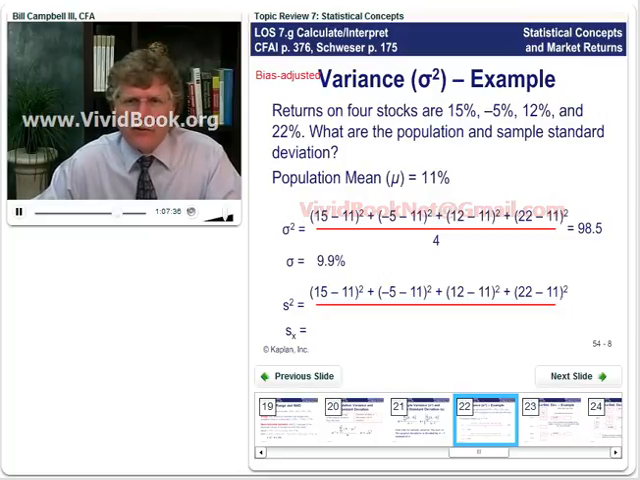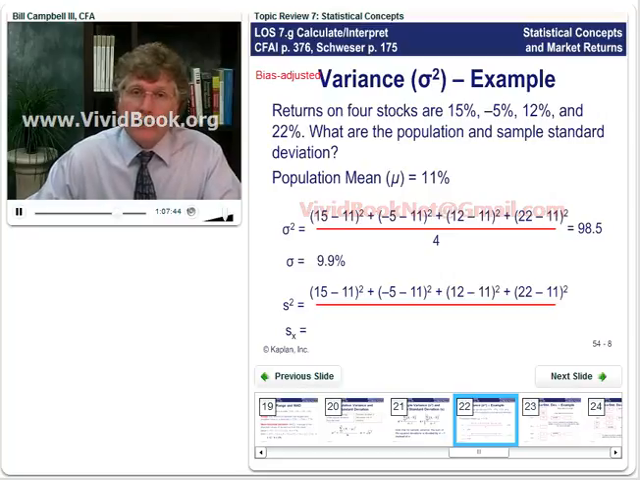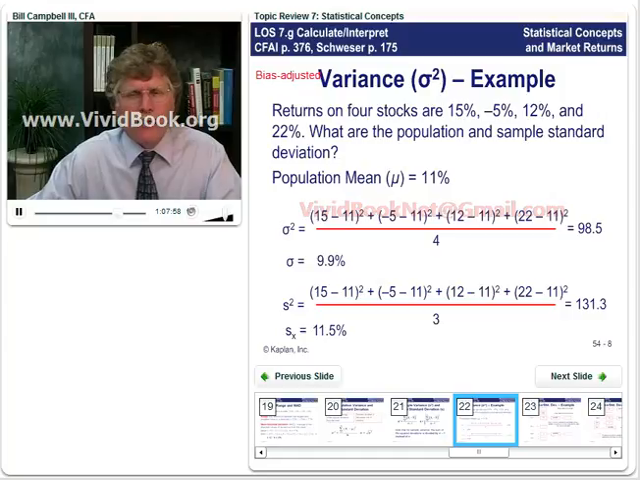For the sample standard deviation, the numerator's the same. 15 minus 11 squared, minus 5 minus 11 squared. But now what's the difference? The denominator. We don't divide by 4, we adjust for the bias. We divide by 3. We get 131, square root of that, 11.5. Again, that 131 properly is too big by a factor of 10,000. This is the way they do it.